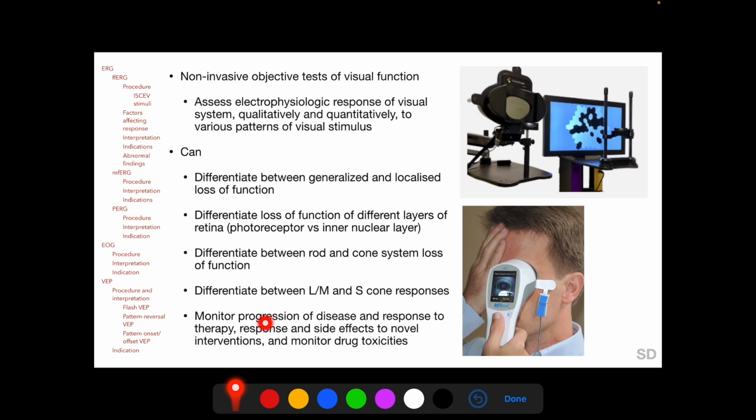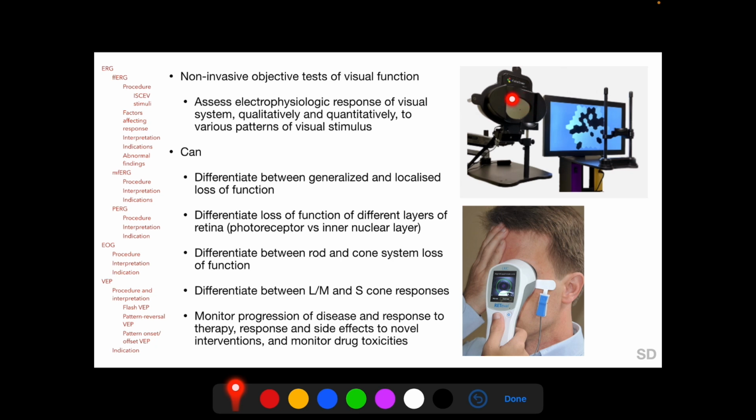and electrophysiological tests can monitor progression of disease and response to their therapy, monitor response and side effects to novel interventions for retinal diseases, and monitor drug toxicities.